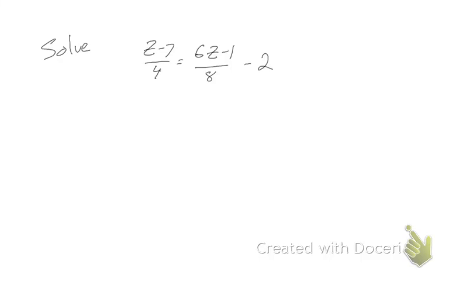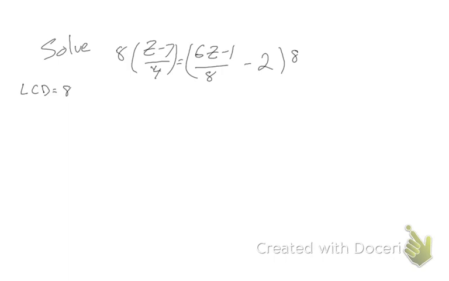To solve an equation with fractions, the first thing you often want to do is clear the fractions by multiplying both sides by the common denominator. In this equation, the common denominator of all the fractions is 8, and to clear the fractions, the first thing I'll do is group both sides of my equation and then show the multiplication by 8.